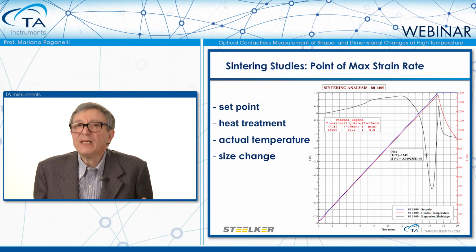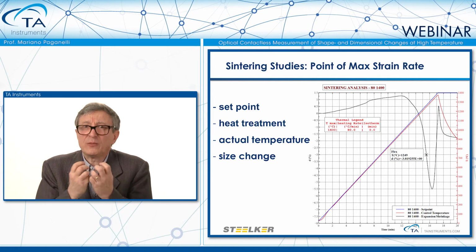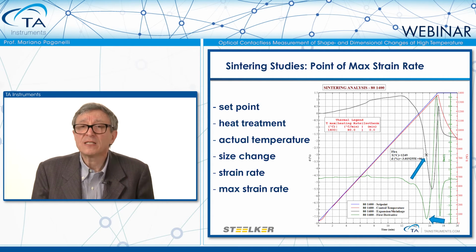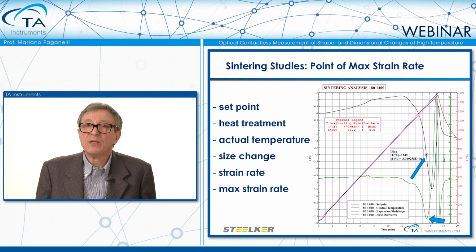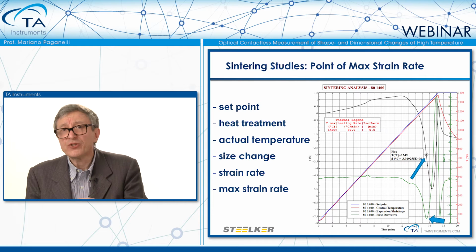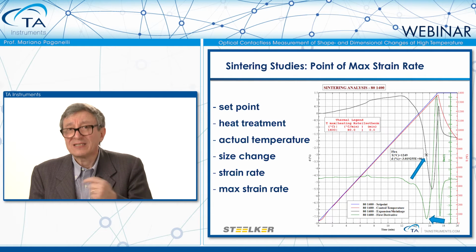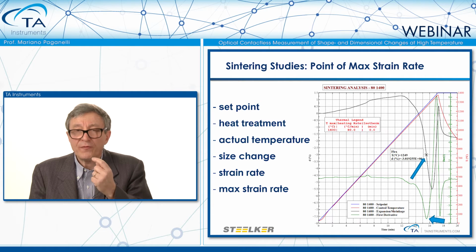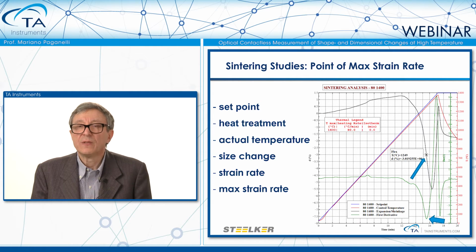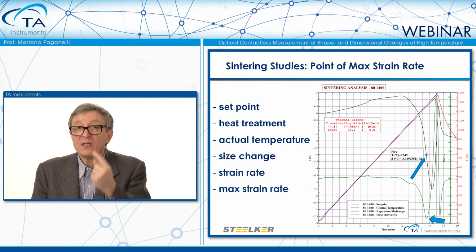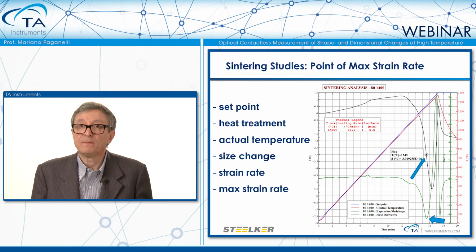So what does this mean? What is the information that we can gather from this? Simply the maximum strain rate. Deriving the dimensional change against time, we find the temperature of maximum strain rate. And we know with one test that if we overcome this temperature, the material will start bloating.